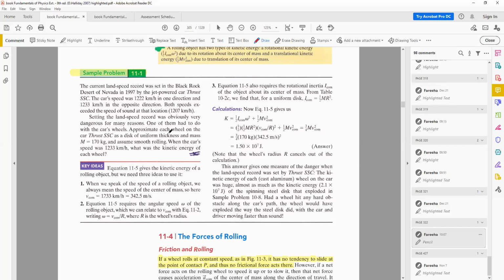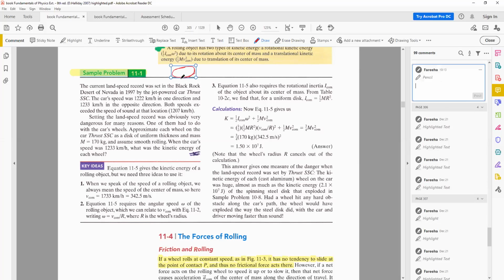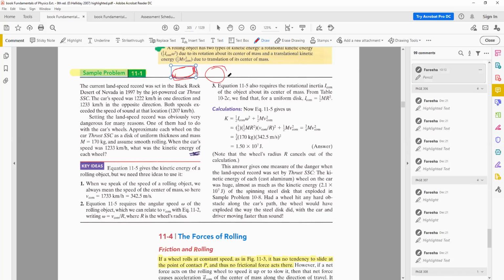So setting the land speed record was obviously very dangerous for many reasons. One of them had to do with the car's wheels. In circular rotational motion, even in linear motion, we have been talking about problems related to safety and what the dangers and risk factors are. One of these was that the car's wheels, if we approximate each of the wheels as a disc of uniform thickness, you know the shape of a disc, it's circular and having a small thickness, right? So this is a disc shape, just like the wheel is also a disc shape.